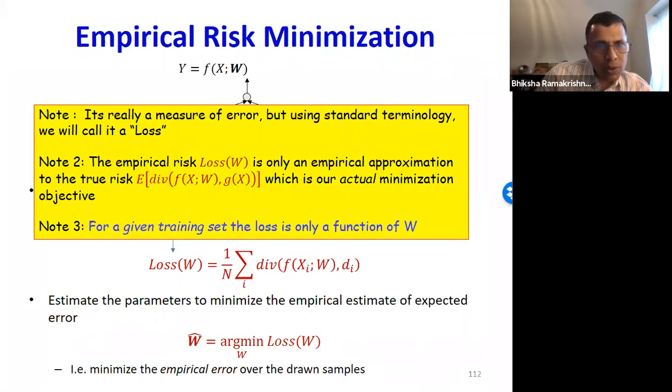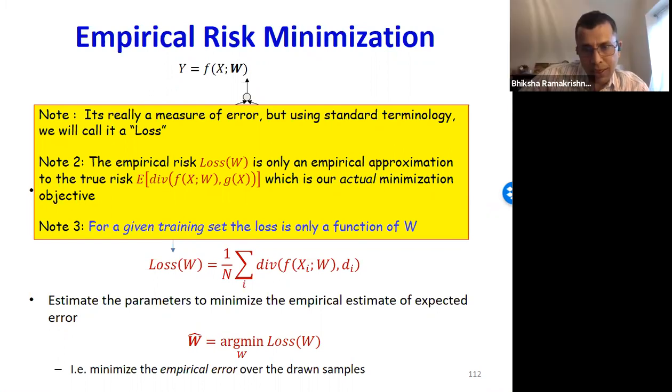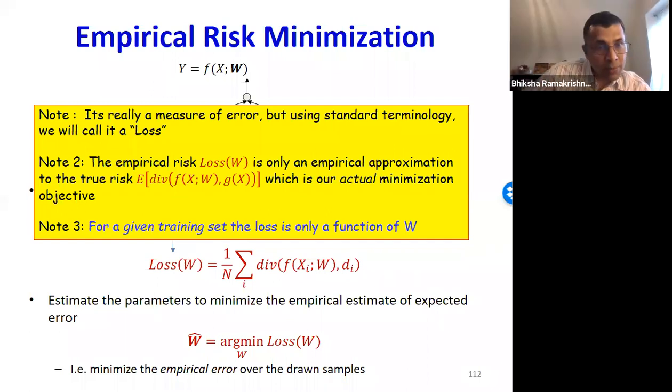Thank you. And so, again, terminology. I've got two more slides, so just bear with me. Although I'm calling it the empirical risk, the standard terminology is to call this a loss. This empirical risk, or the loss, is only an empirical approximation to the true risk, which is the expected divergence between the target and desired function.